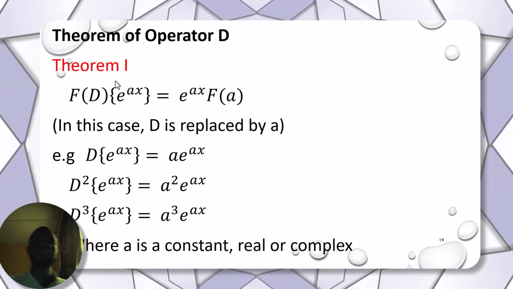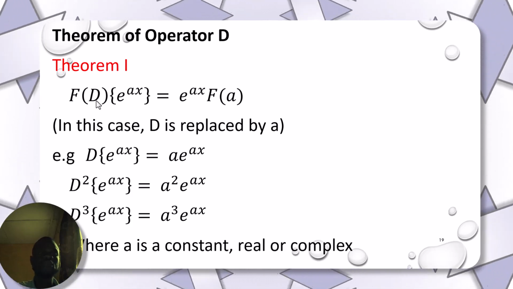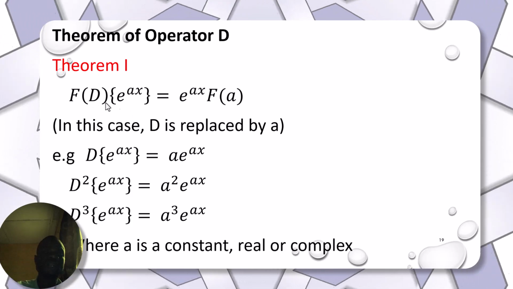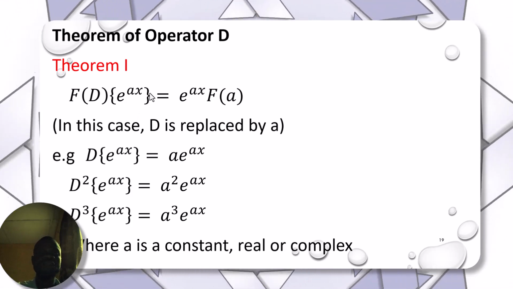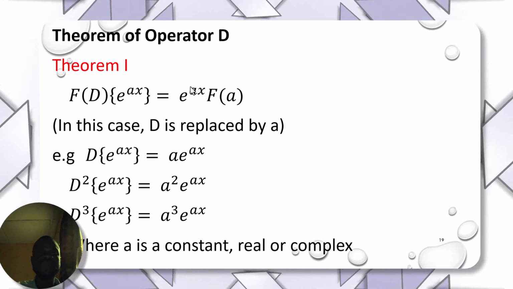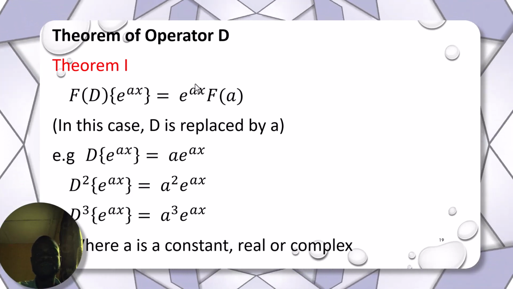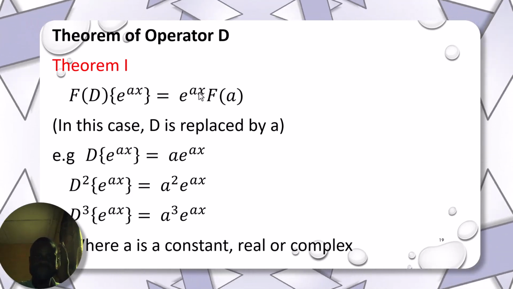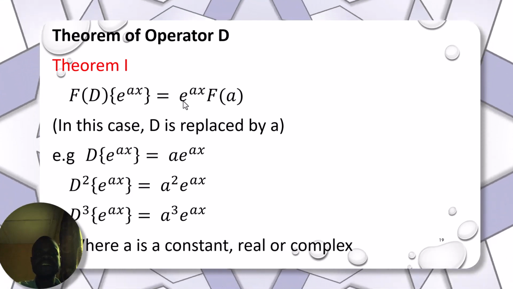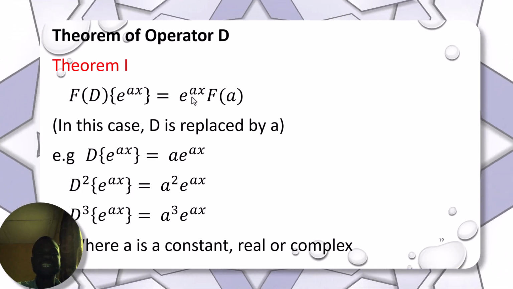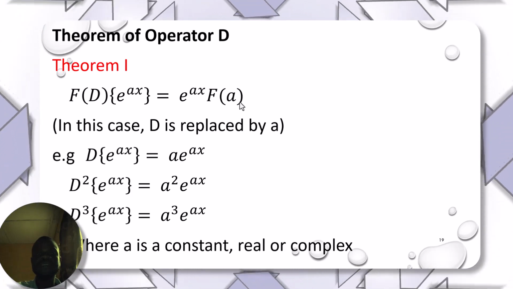Now the first theorem is theorem 1. For theorem 1 we have the function of D, you already have your D, differentiating an exponential function. Whenever you have an exponential function, it's the same as the exponential function times the function of the coefficient of the power of x in that exponential. Since I have e to the power of ax here, I simply bring it as e to the power of this x, then the function of a. So I simply write this.